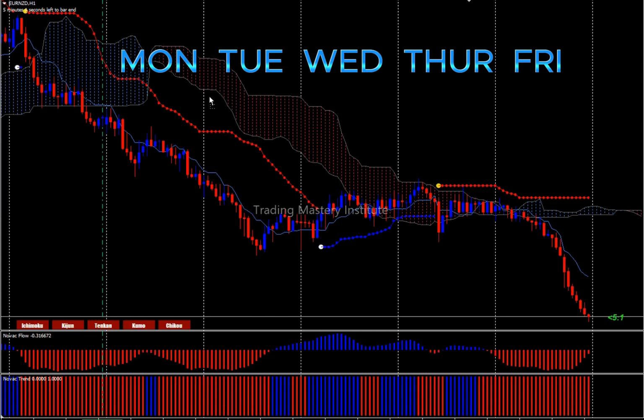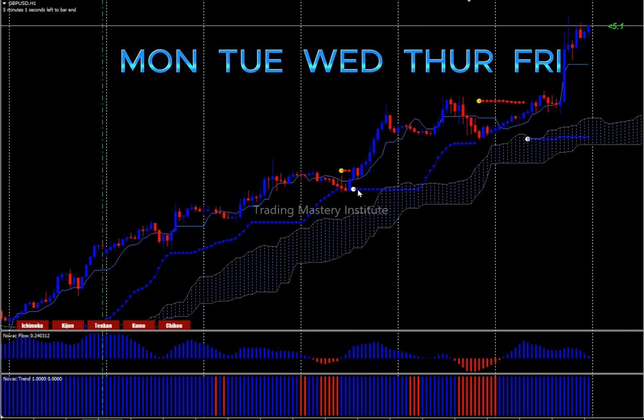Okay, so for pound USD, there is a buy dot candlestick above the cloud. Novac flow and trend is blue, we enter a buy. Same here, there is a buy dot followed by the candlestick above the cloud. Novac flow and trend is blue, so we enter a buy. So that's very simple. So I will tabulate all the data for the second and third week of this month, and I will show you the result shortly. Okay, meanwhile, I will speed up the video.